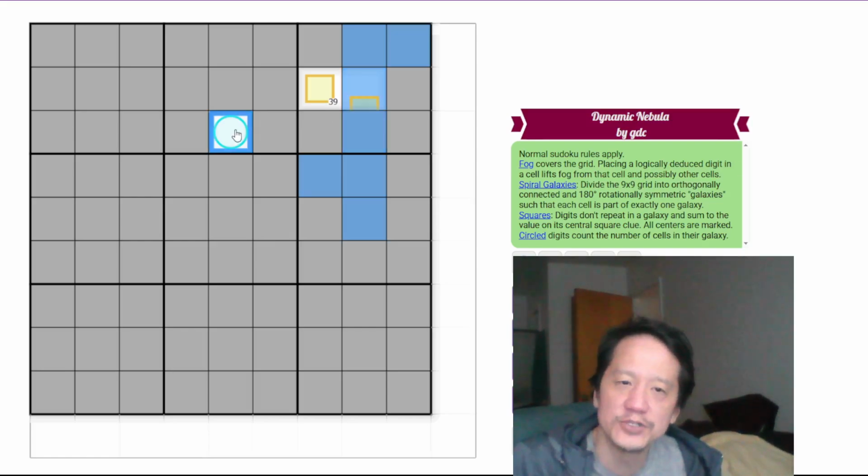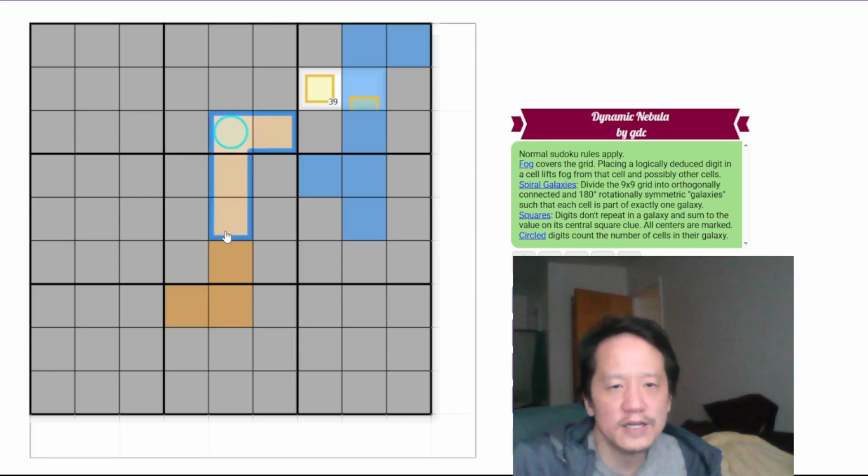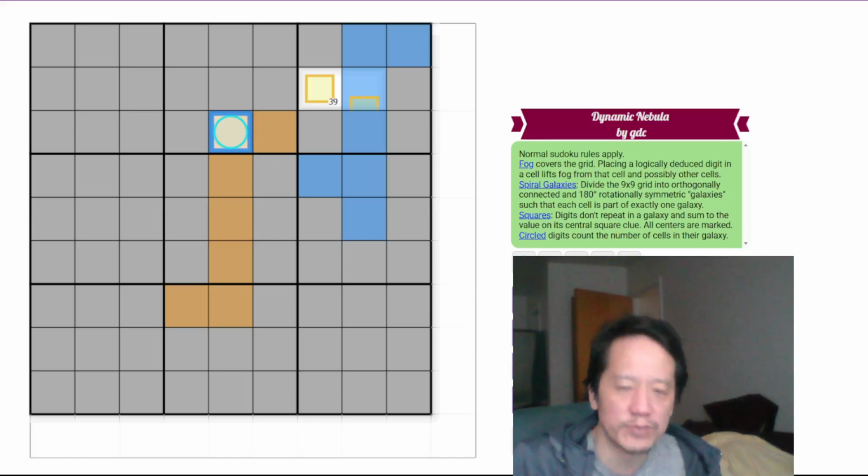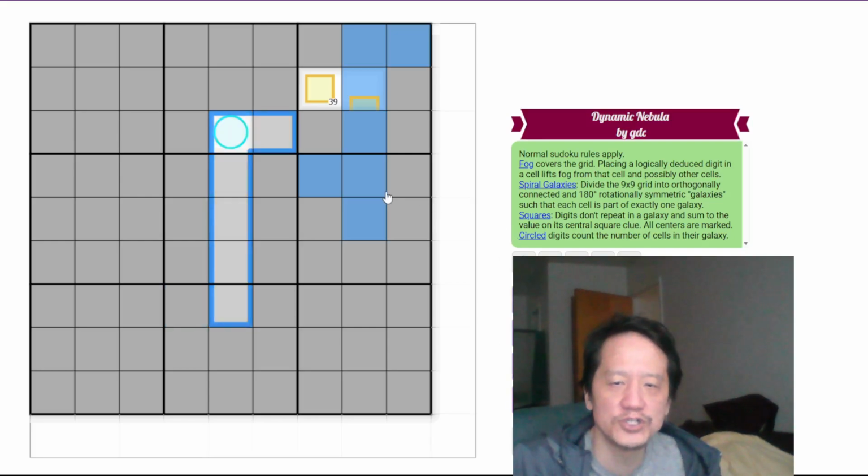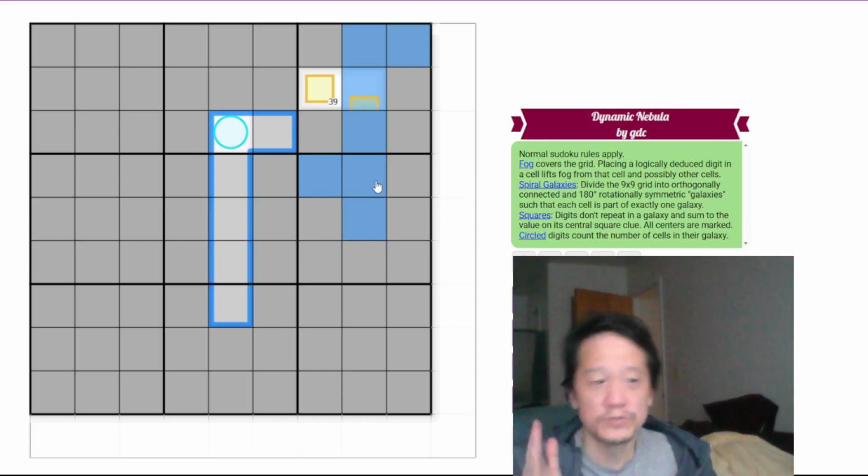Again, the circle digit in the numbered cells counts the number of cells in their galaxies. So if this is the galaxy that this circle is in, let's just make this symmetric, it would have to be a 7, because there are 7 cells in that galaxy. And that's how circle digits work.